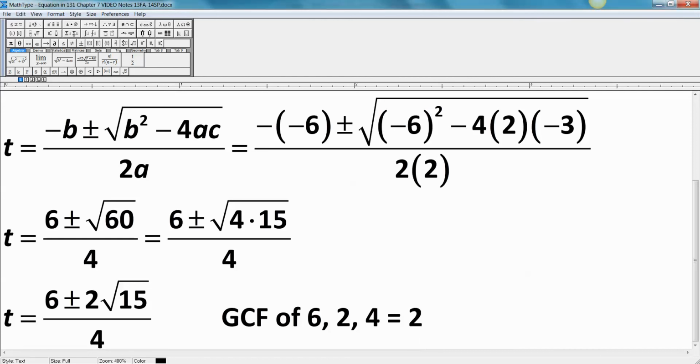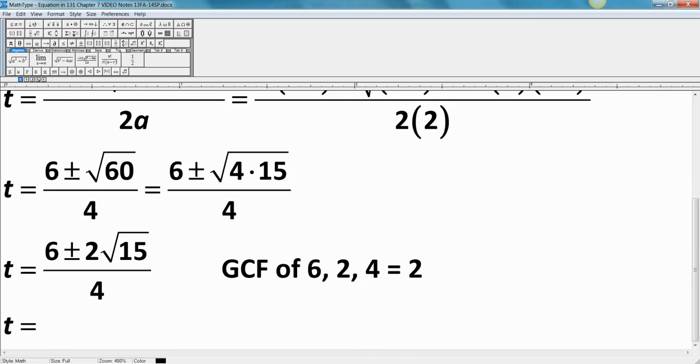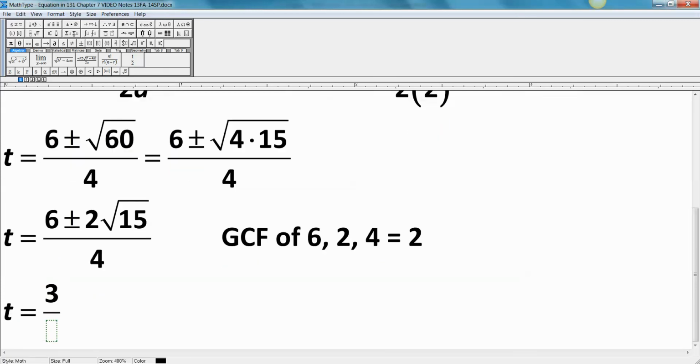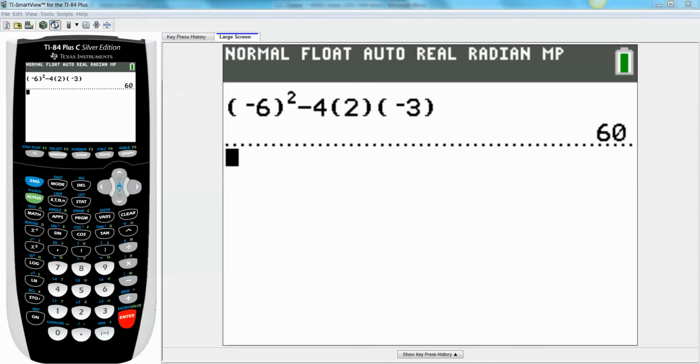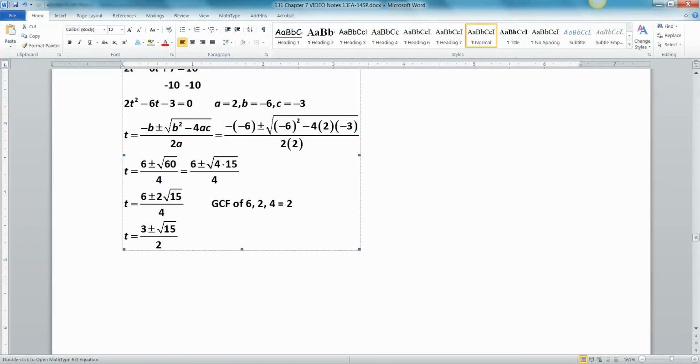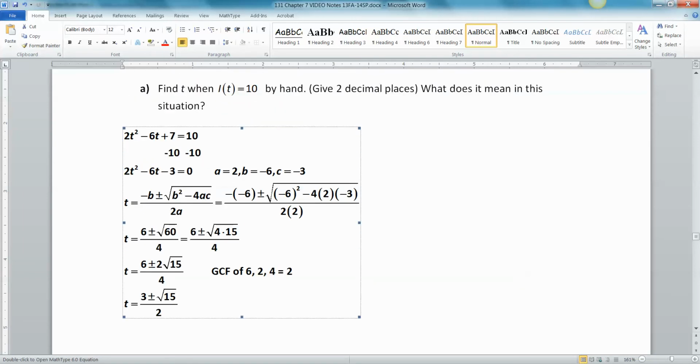And that would be, let's see here, t equals 6 divided by 2 is 3, so 3 plus or minus 1 square root of 15, so square root of 15 all over 2. All right, so there is our two results. But this is a story problem, so it doesn't really do us a lot of good to have this whole big square root thing in there. What we really need are what those decimal numbers would be. So let's find that.